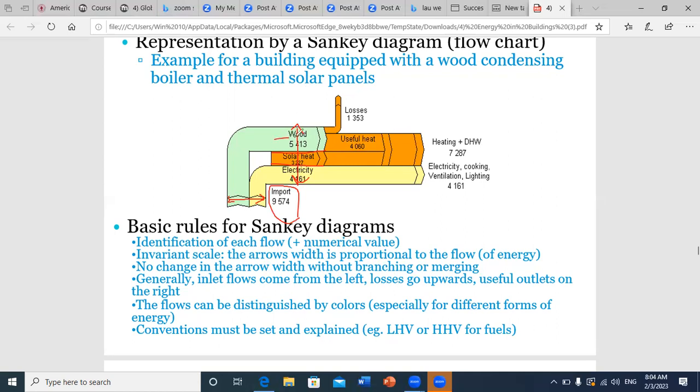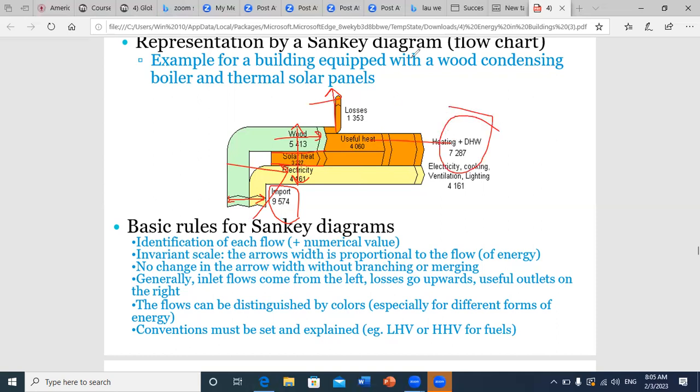Now, when we use wood, we expect a certain percentage of losses. As we mentioned, all inlets will come from the left. Losses will go upward. So here we have losses due to combustion. Now, useful outlets will be directed to the right. So here are the useful outlets.